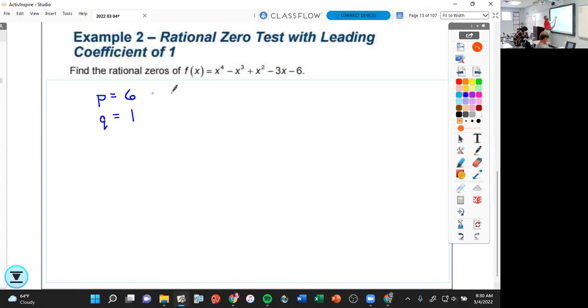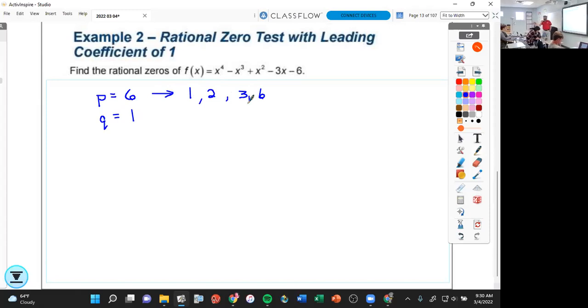So what I want to know now is what are the factors of 6? What all numbers go into 6? 1 times 6. What else? 2 times 3. Anything else? Every one of these is plus or minus. 1 goes into 6, so does -1. 2 goes into 6, so does -2. That makes sense? Okay. What are my factors of Q?